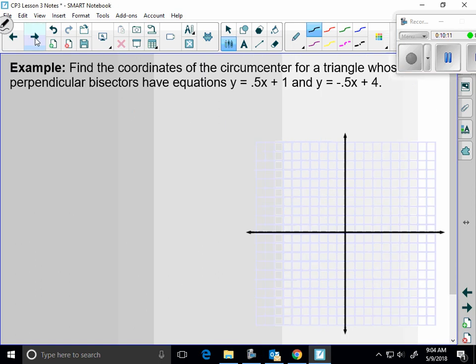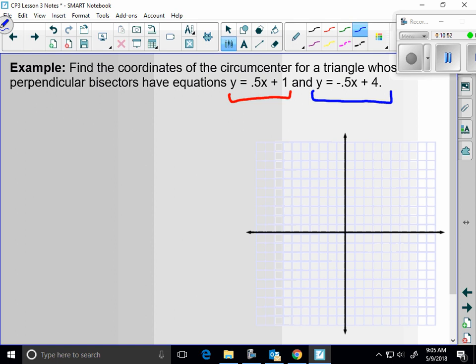Find the coordinates of the circumcenter. Okay, so the circumcenter. Now, wait a minute. It gives me two equations. These equations right here and here, what do they represent? Perpendicular bisectors. So what's the name of the point where perpendicular bisectors cross? It's called the circumcenter. Yeah, you're good with that guess, but it's called the circumcenter.